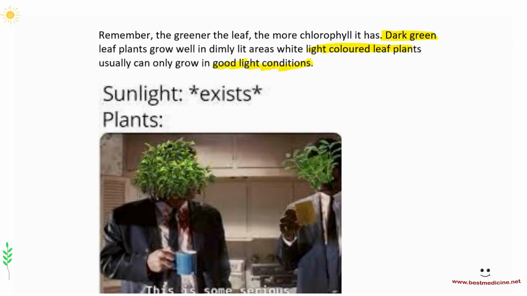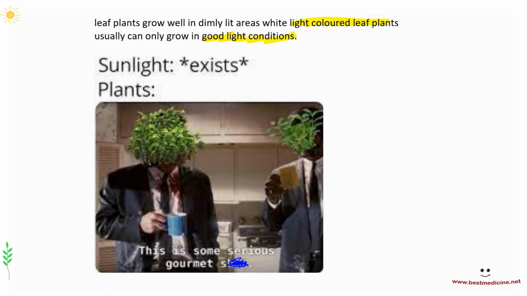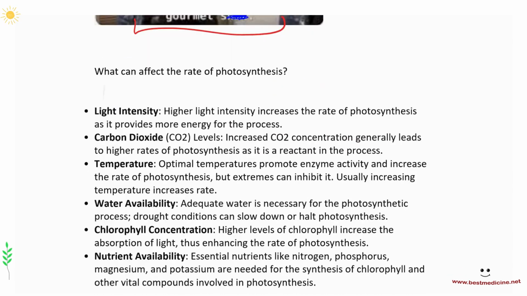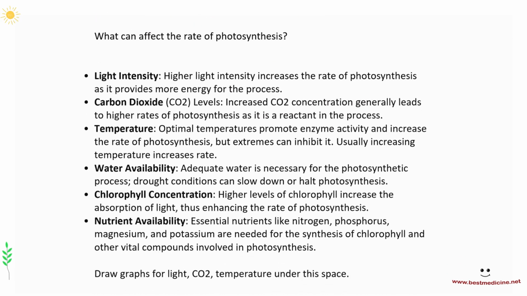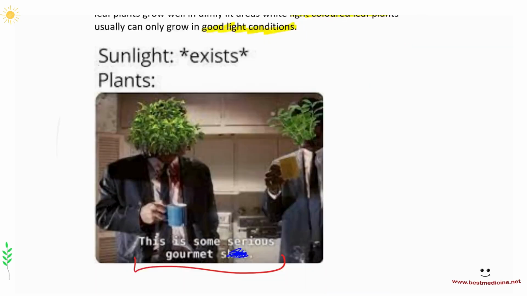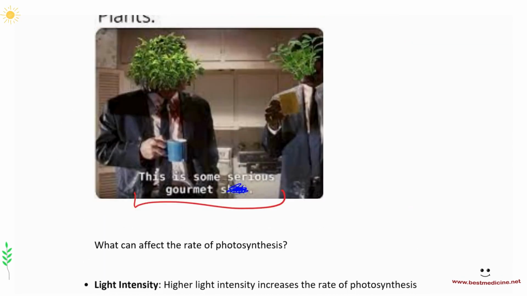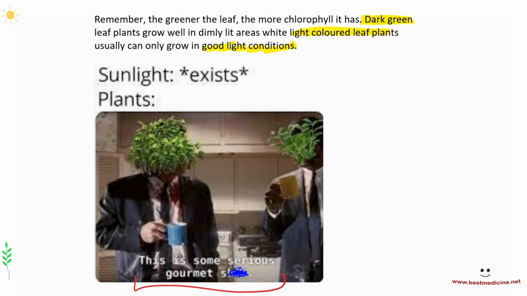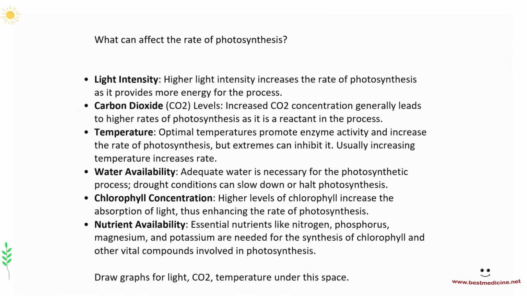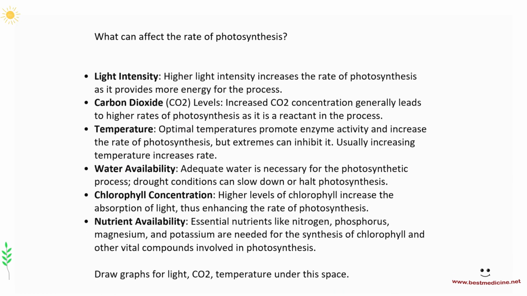Okay, and we get our first meme. So sunlight exists in plants. Oh, this is some serious gourmet stuff. It's the only thing that they consume all the time anyways. Never get tired of it. If I eat the same food twice, I cannot eat it a third time. How are plants even able to do this over and over and over again for millions of years?